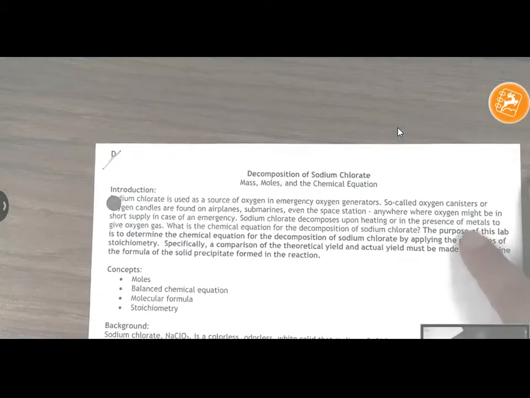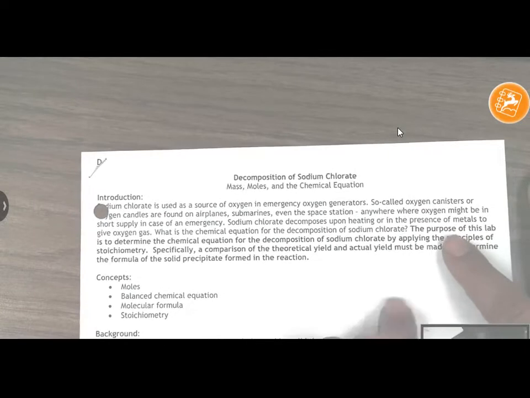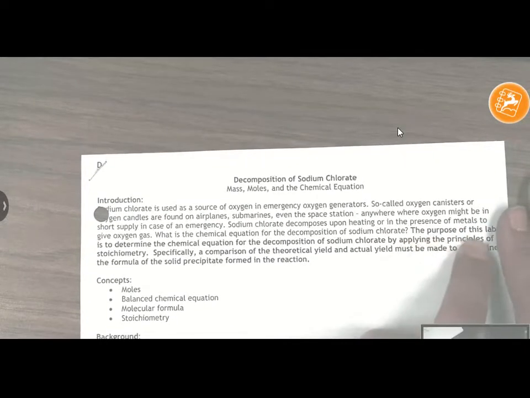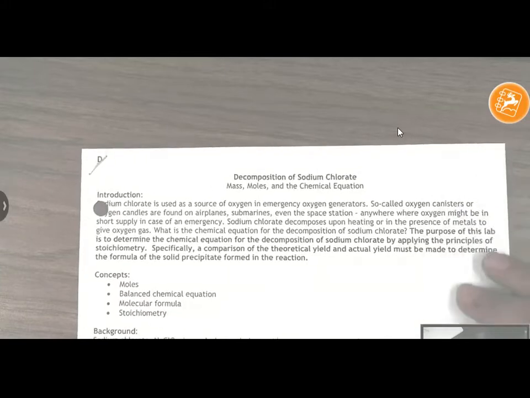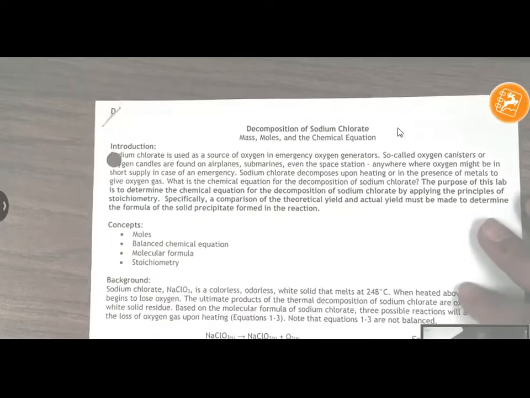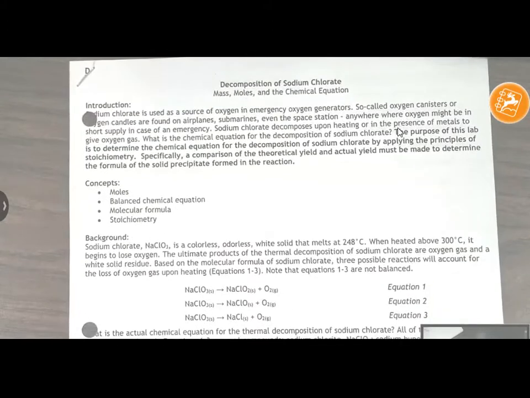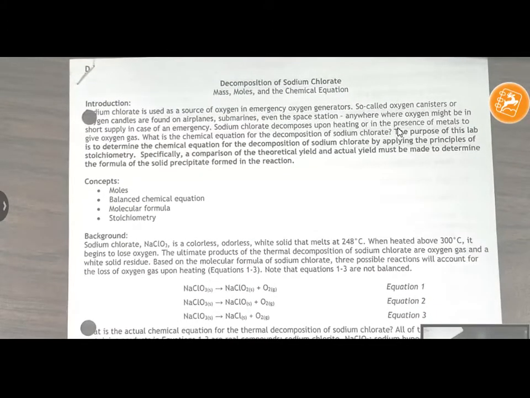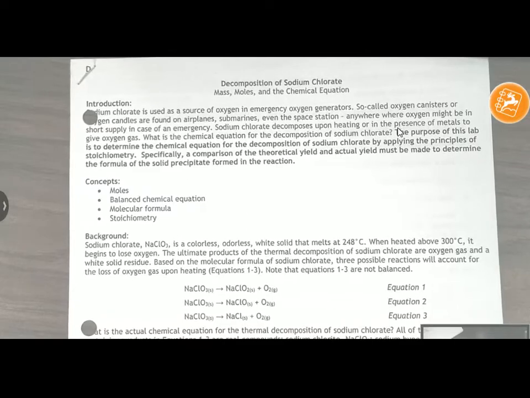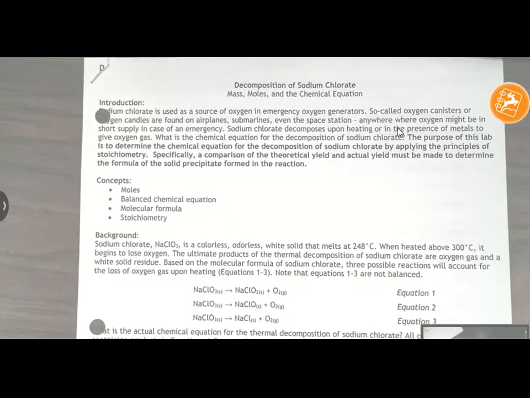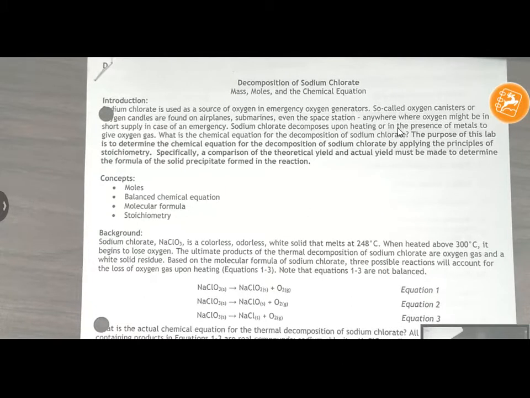I have done a great job here of putting in bold what the purpose is. It would be everything that's in bold here, all right? Now, what's going to happen is we have this background of sodium chlorate, and we heat it up, and it could be either equation 1, 2, or 3. Now, these are skeleton equations because they haven't been balanced yet. All right, but we're trying to find out when sodium chlorate decomposes, does it give us NaClO2 and oxygen, NaClO and oxygen, or NaCl and oxygen?